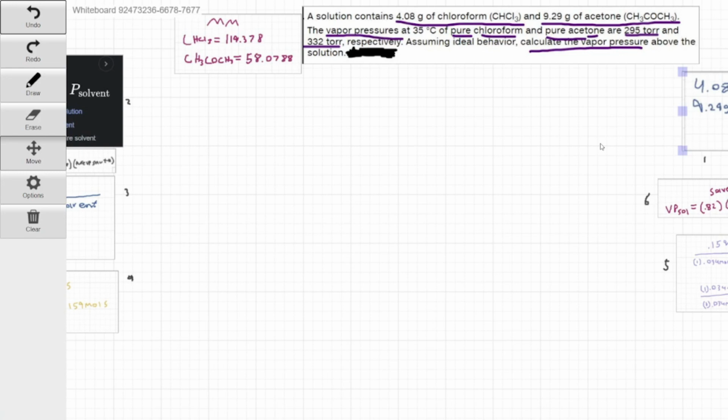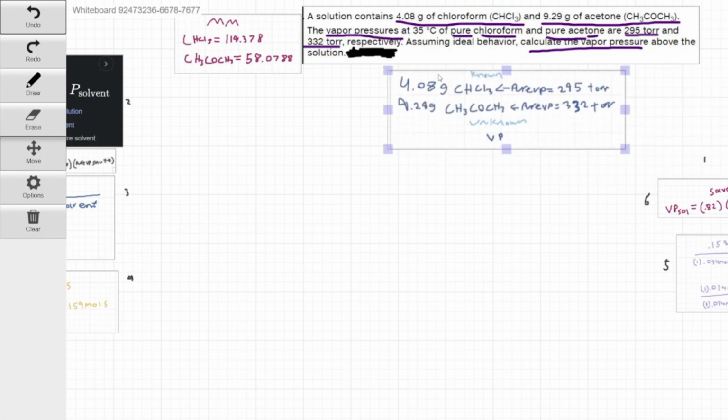Hello Internet, this is how you solve for vapor pressure of solution when given two pure vapor pressures. Okay, first you read your problem and you figure out what you know and don't know. In this situation we know our mass and our pure vapor pressure of both of the given substances. Okay, how are we going to get our unknown, which is vapor pressure of solution?